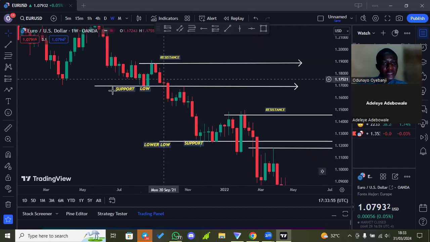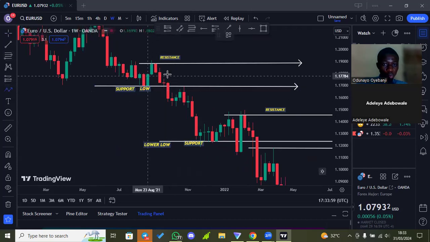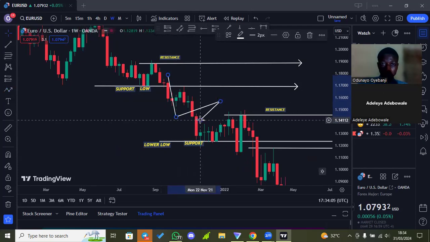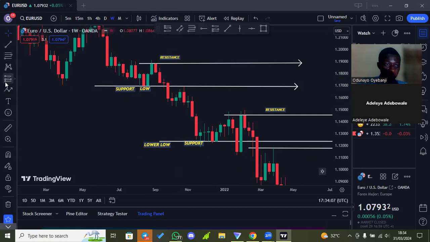Now notice something. The first support, what do we do in a downtrending market? We broke it. No, listen, I said the first support. This one is our first support, right? What do we do? We broke it, or better say, we break it. We break support. We broke the first support.